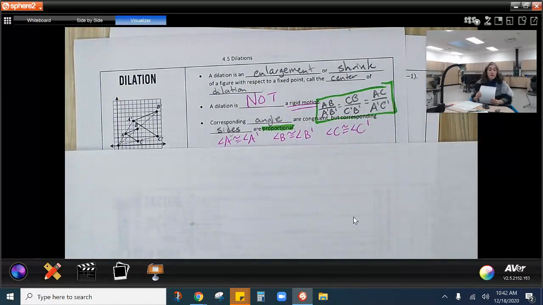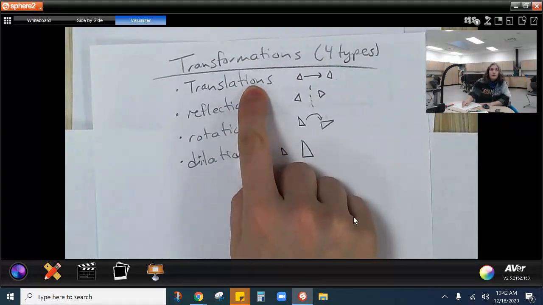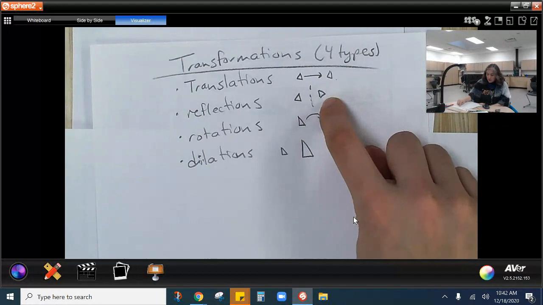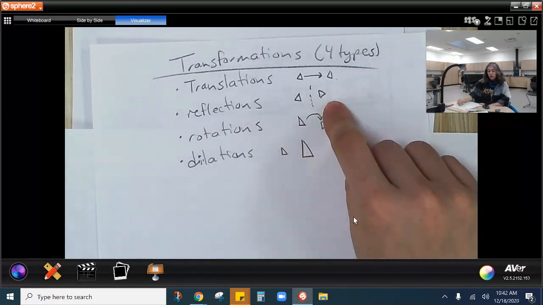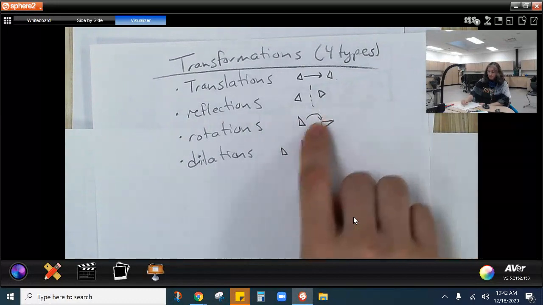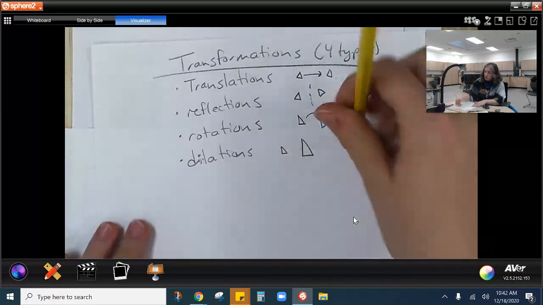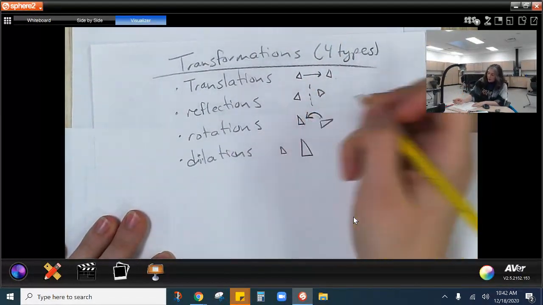All right, so I do want to remind you there are 4 types of transformations. Translations, which we have looked at thoroughly. You should be able to translate pretty much anything and write rules for translations. Reflections, you should be able to find the line of reflection and reflect figures across lines of reflection. Rotations, you should recognize. And this is going the wrong direction. Silly. It goes that way.